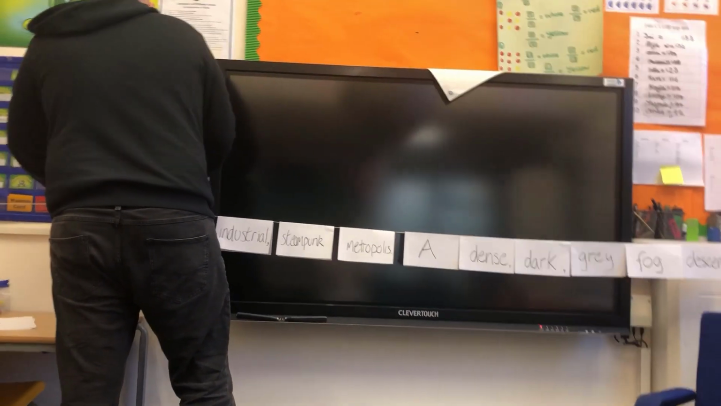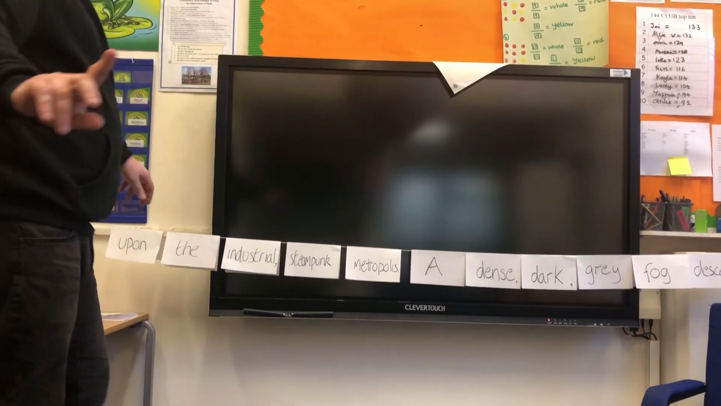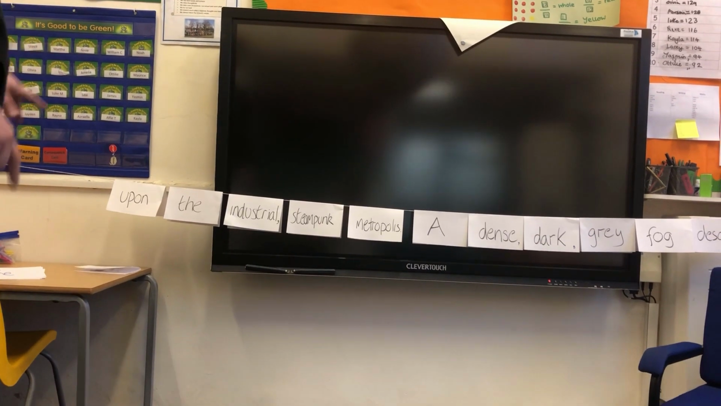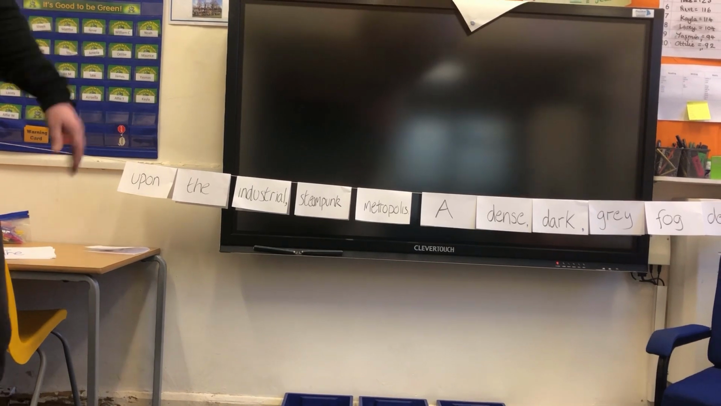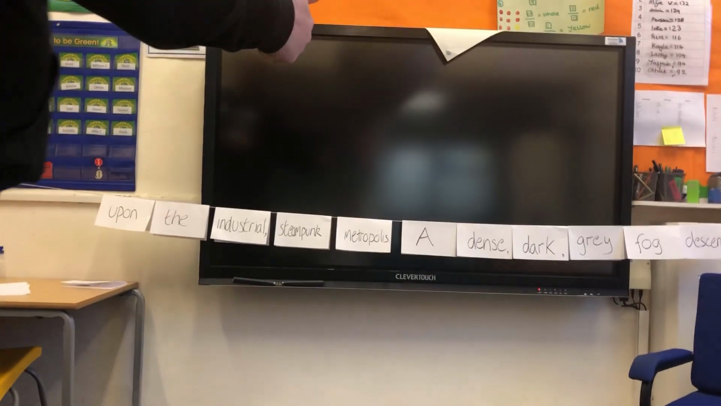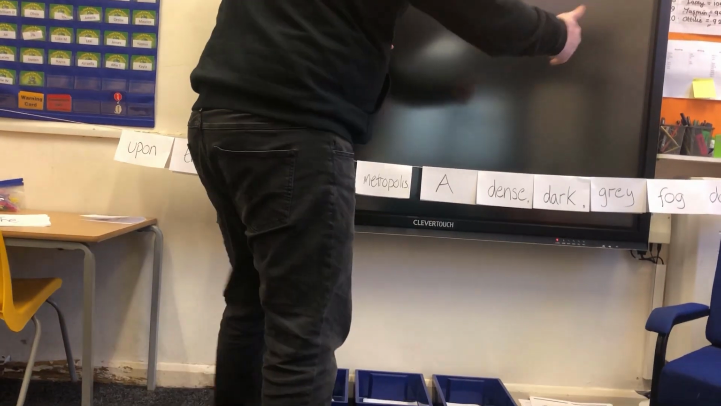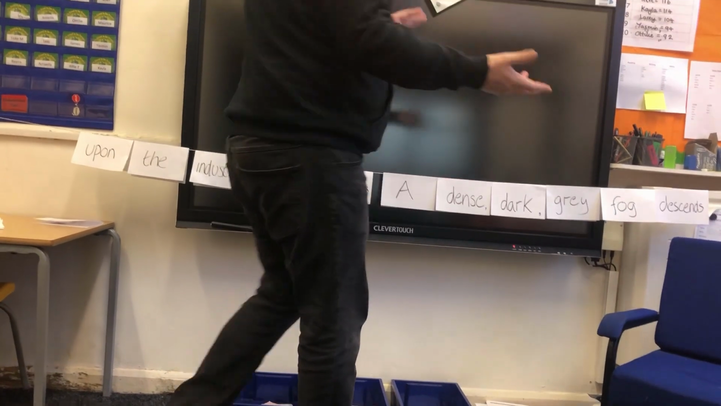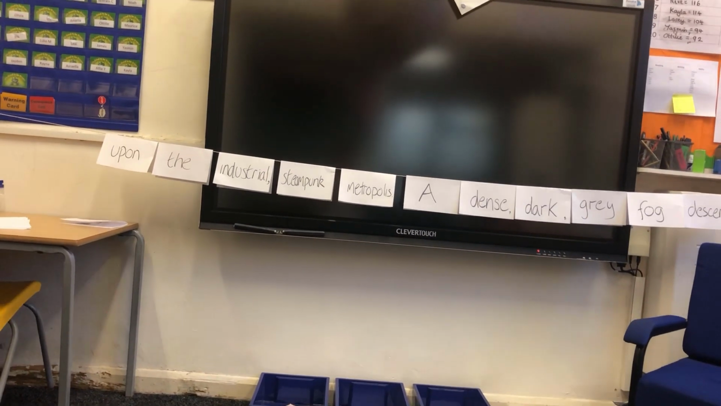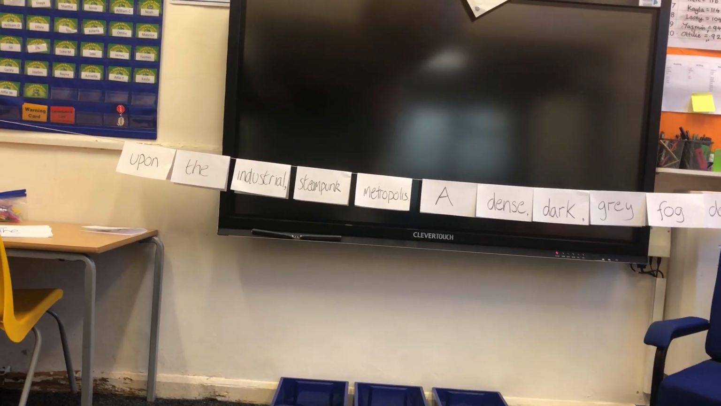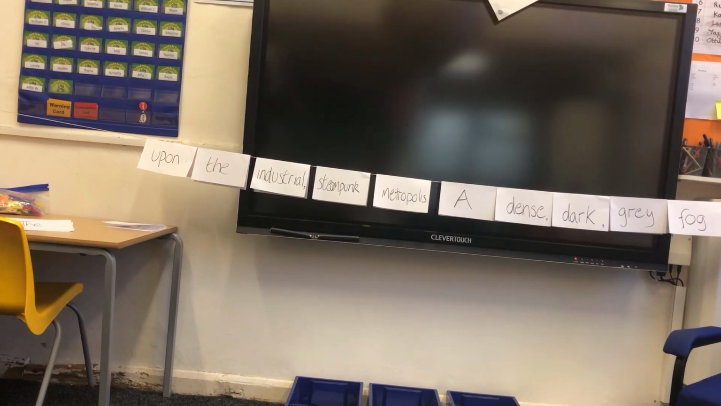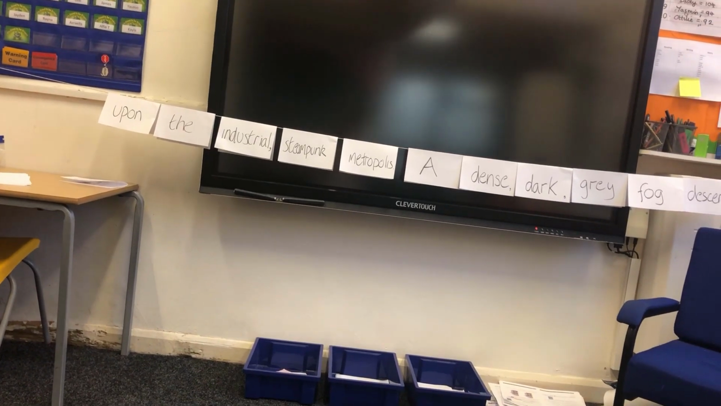So now, my restructured sentence. Before you tell me, Harrison, I do realise that upon does not yet have a capital letter, but it's just a work in progress at the moment, Harrison. Thank you for pointing that out. Upon the industrial steampunk metropolis, a dense, dark, grey fog descends. It sounds quite good already. Upon the industrial steampunk metropolis, a dense, dark, grey fog descends.